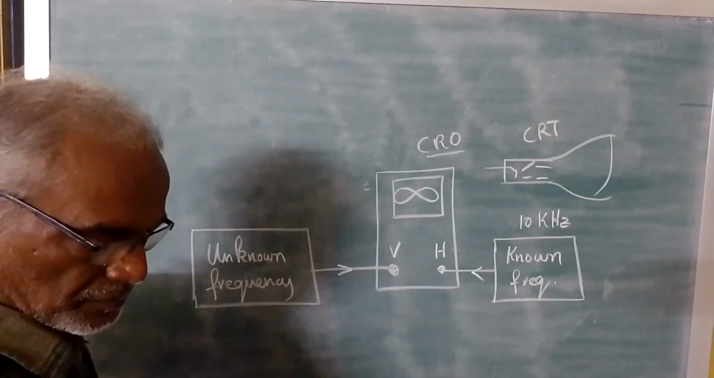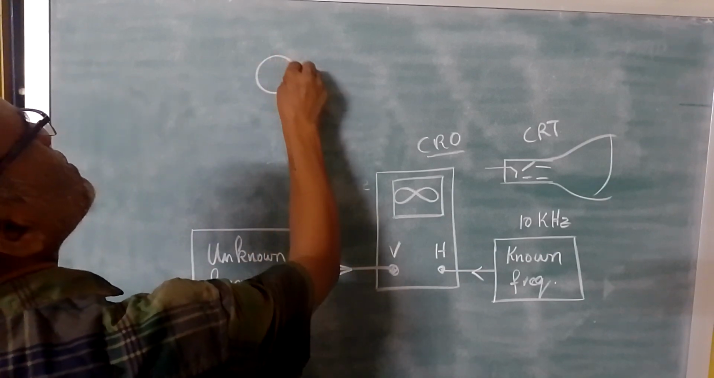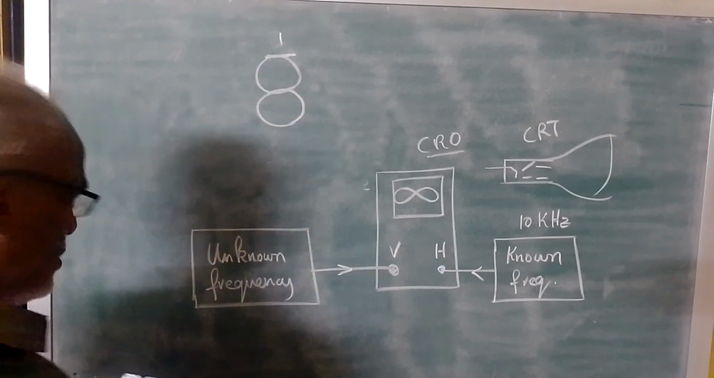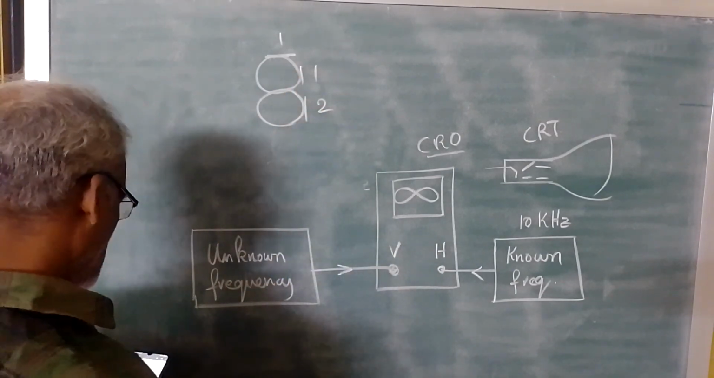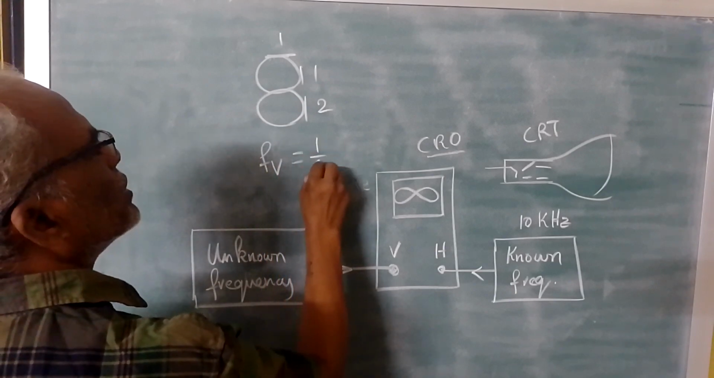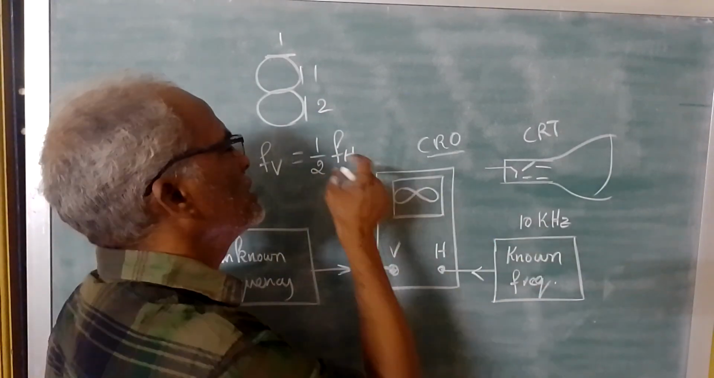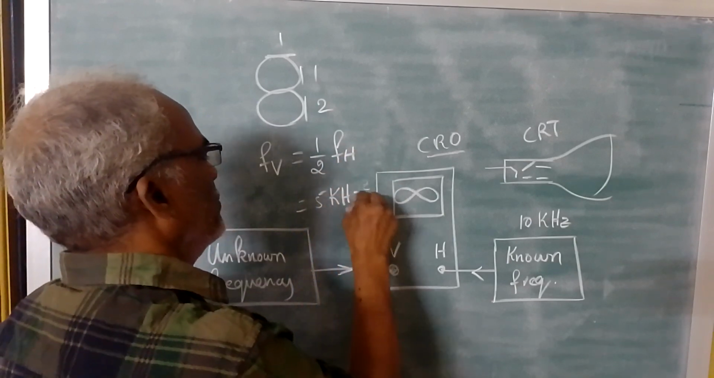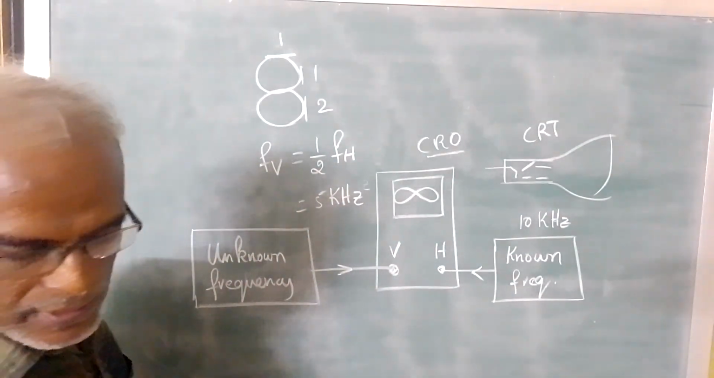So first you are having like this. So here it is 1. The tangential point here it is 1, here it is 2. So in this case vertical frequency is equal to 1 by 2 horizontal frequency. That means if horizontal frequency is 10 kilohertz, then 10 by 2, vertical frequency is 5 kilohertz. That means the unknown frequency given to the CRO is 5 kilohertz.